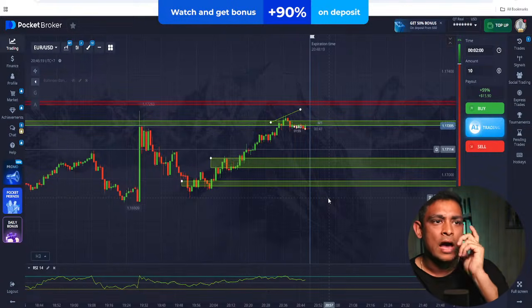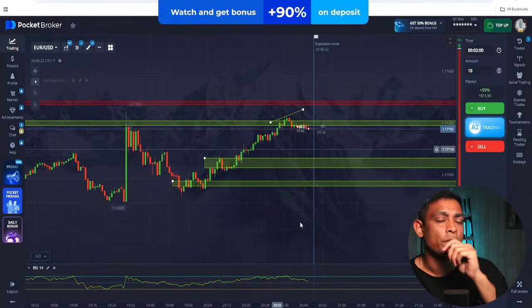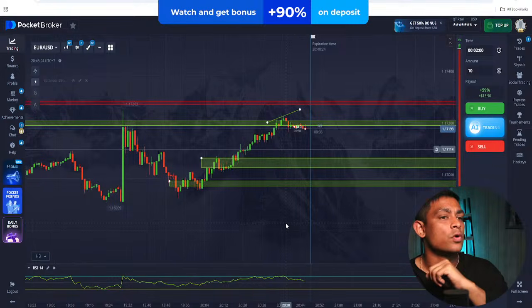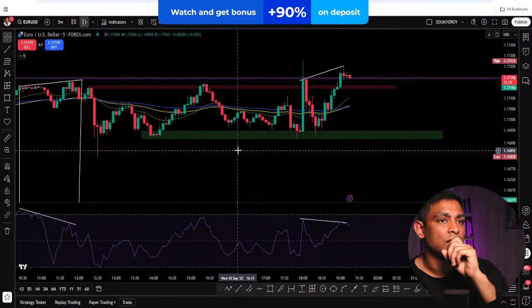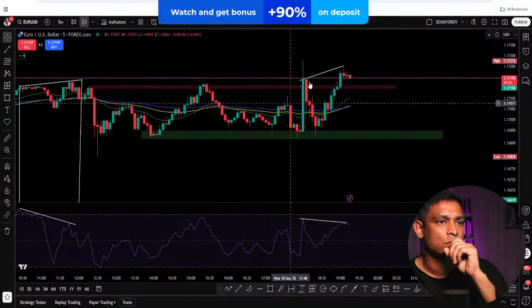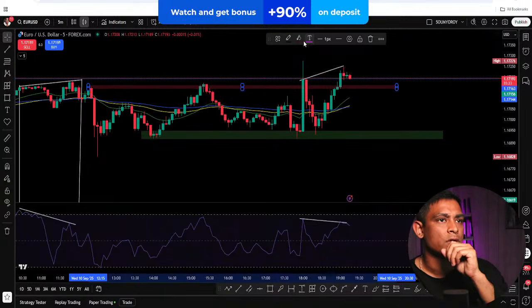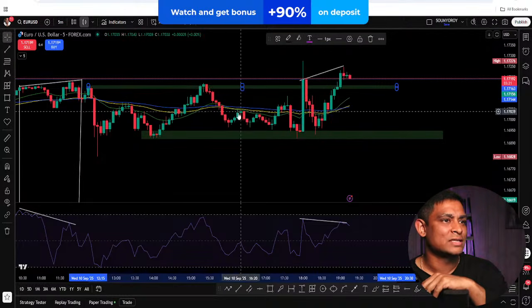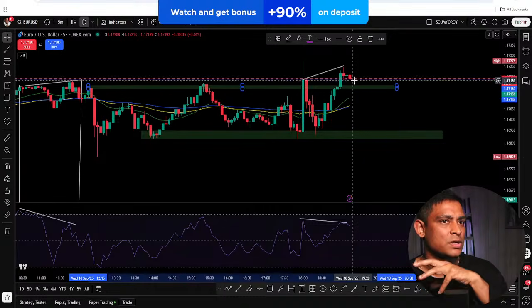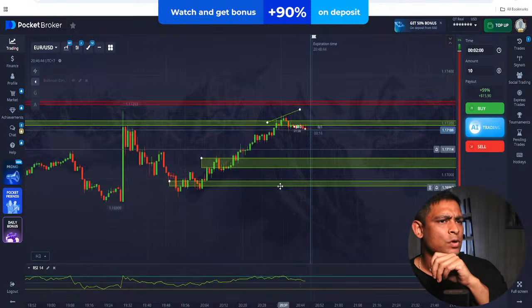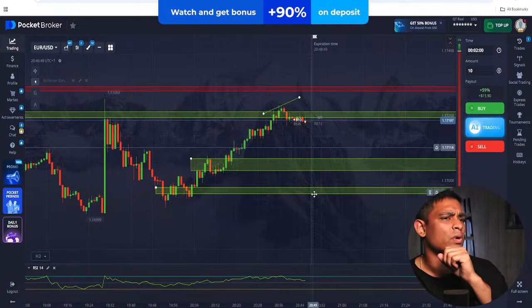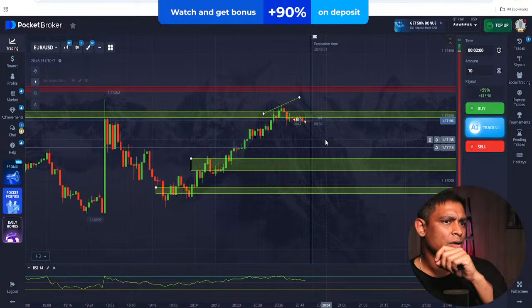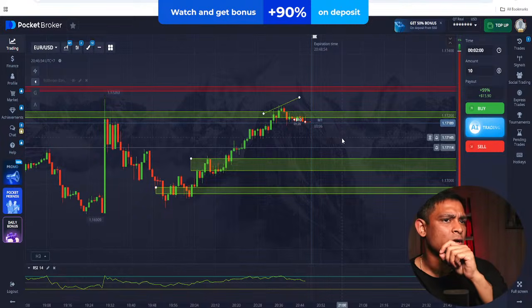3 minutes, and I hurried a little bit. Opened a trade for 2 minutes on euro dollar, divergence in play. Let's check it out. But we have a support over here on the 5-minute price action. This is going to support the price, so I am not very sure if we will be able to get some good return out of this.